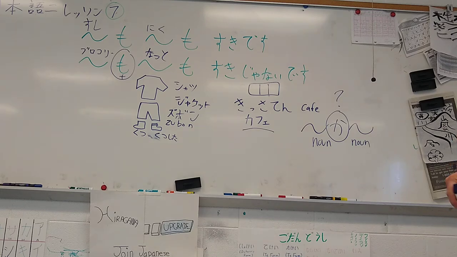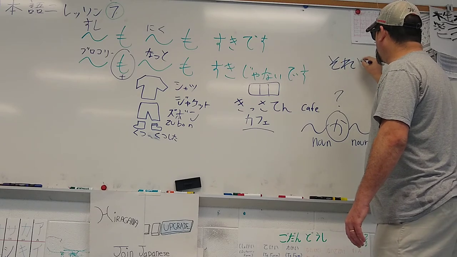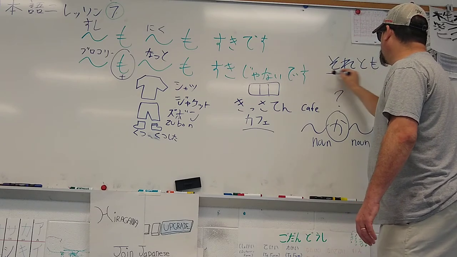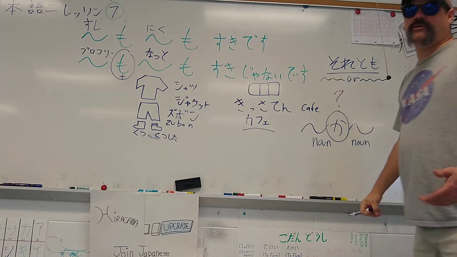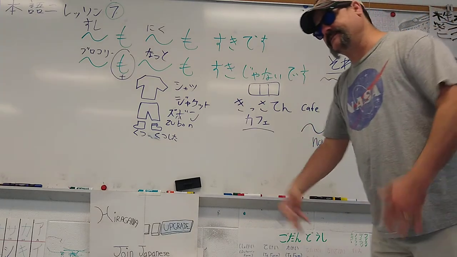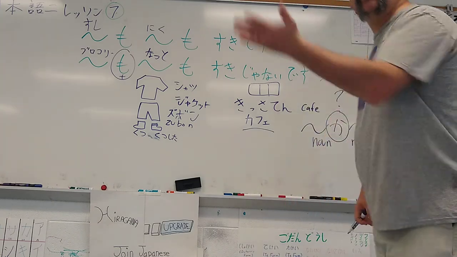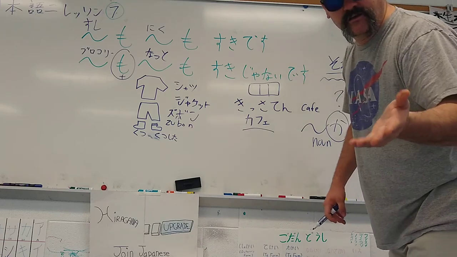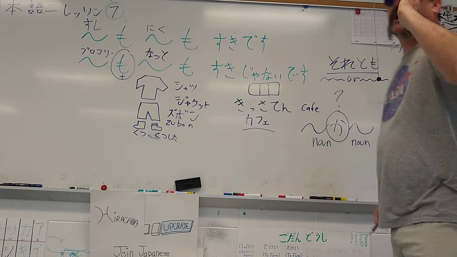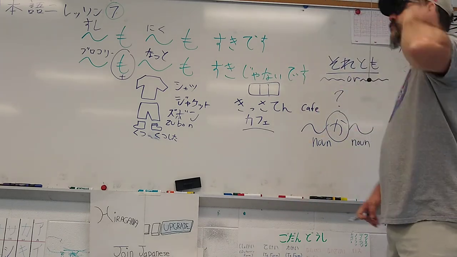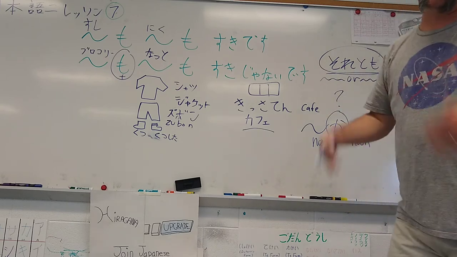And the phrase sore tomo is a way of saying or blank. So a good question would be, it separates sentences. So, niku ga hoshii desu ka? Sore tomo sushi ga hoshii desu ka? Sore tomo pizza ga hoshii desu ka? Sore tomo hamburger ga suki desu ka? Sore tomo, right, so sore tomo is a way of saying or and separating a sentence with it.